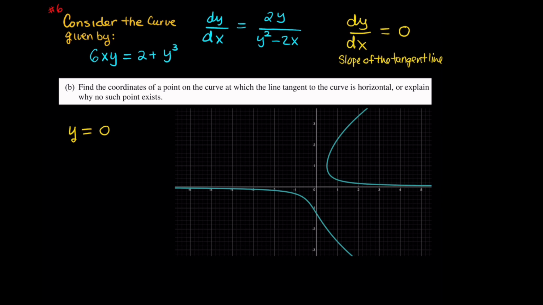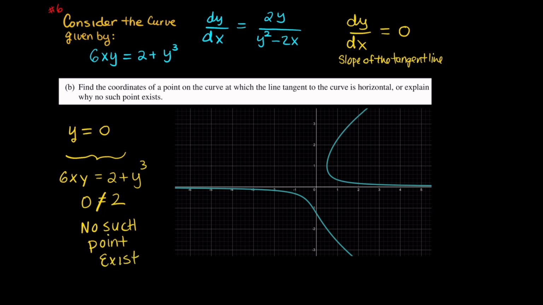And if y equals 0, what does that mean for our equation? Well, plugging y = 0 into 6xy = 2 + y³, we get the equation to read 0 = 2. And that's never true. So we can conclude that no such point exists at which the tangent line to the curve is horizontal.